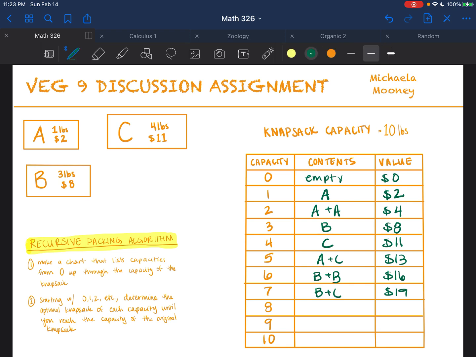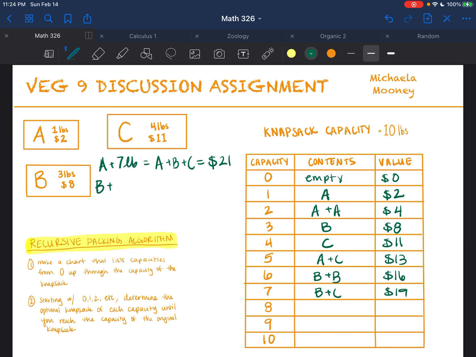So we are on number 8, starting with A. A is 1 pound. So if we fill 1 out of our 8 pounds, that means we have 7 pounds left. And we just found out what the optimal capacity is for 7 pounds right here, and that is B plus C at $19. So we do original A plus B plus C, and that is equal to B plus C, we know is 19. A is 2, so that is equal to $21.